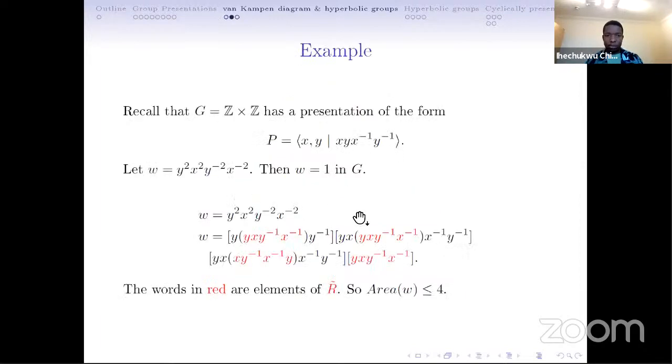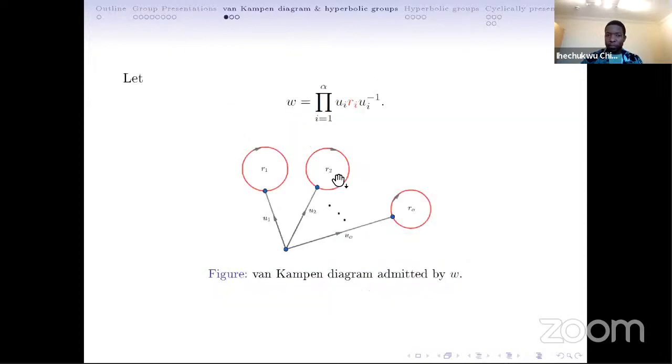So I'll give you an example. Here's an example. You have a presentation for the free abelian group, and I want to draw a Van Kampen diagram for this word. We already know this word is trivial because it's a commutator, and everything commutes in this group. So it's definitely trivial in the group. And the Van Kampen lemma says that it can be expressed in this form.